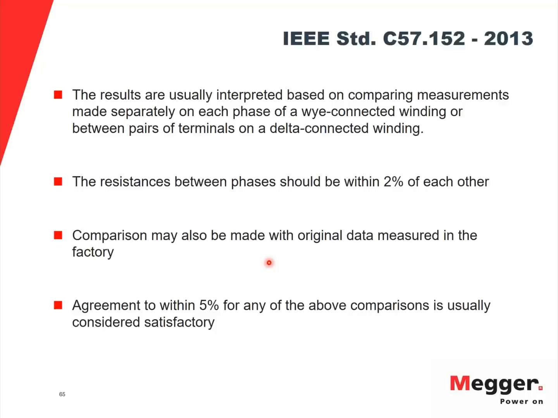I want to highlight that if you're trying to compare today's result with the factory result, make sure that you correct the readings to a common temperature, because the winding resistance is a temperature dependent test. So I want to compare apples to apples. If the factory test was recorded at 85 degrees C, you want to correct today's reading to 85 degrees C as well.